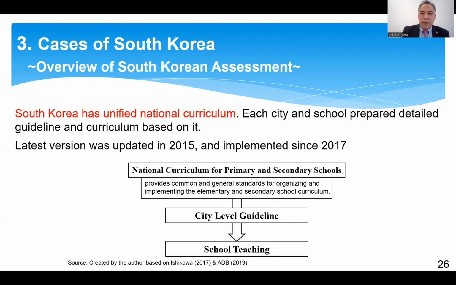I want to give you another example, South Korea. Overview of the South Korean assessment: South Korea has a unified national curriculum, similar to Japan. Each city and school prepares detailed guidelines and curriculum based on it. The latest version was updated in 2015 and implemented starting in 2017. They have a national curriculum for primary and secondary school standards, which provides common and general standards for organizing and implementing elementary and secondary school curriculums. Then there is city-level guidance and school teaching.